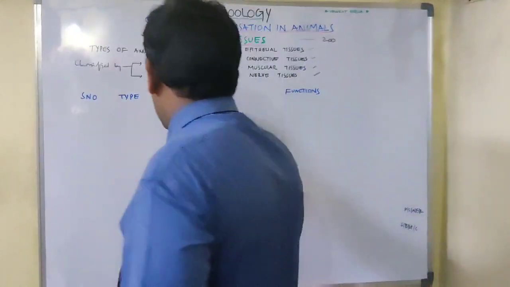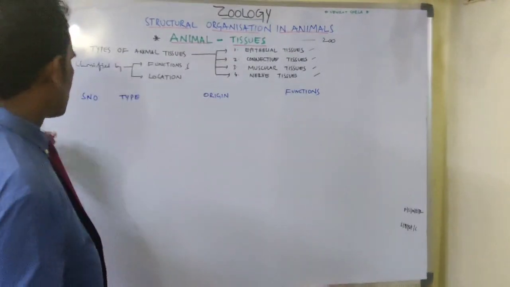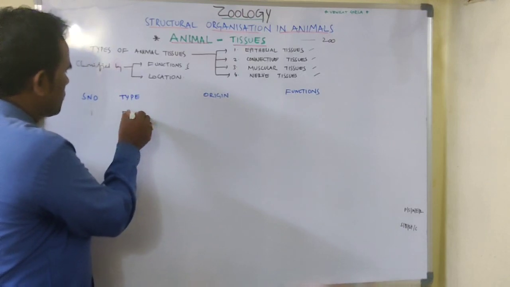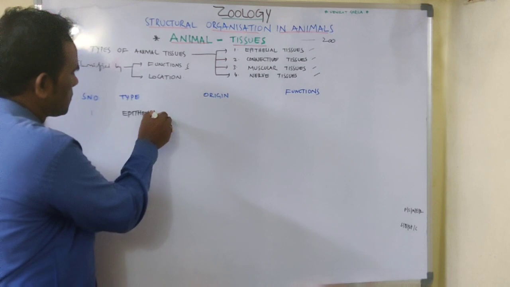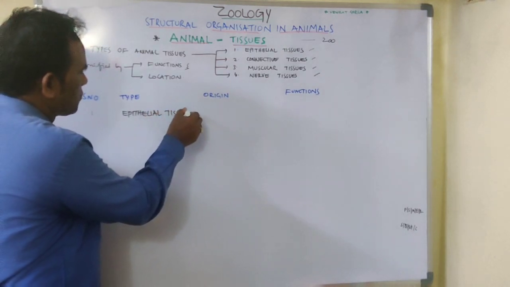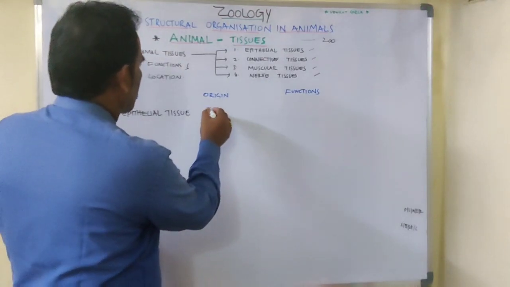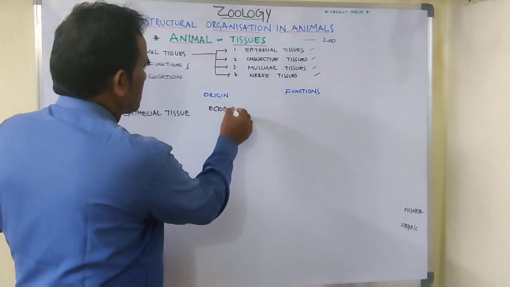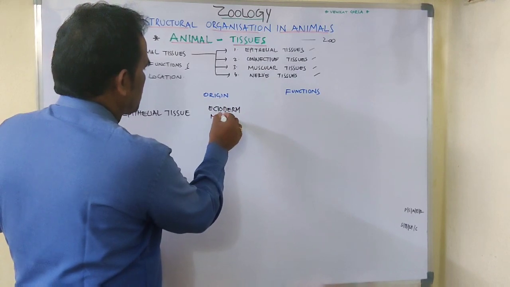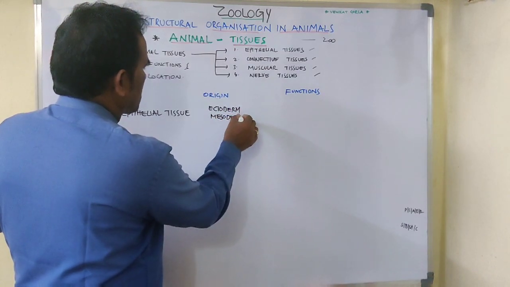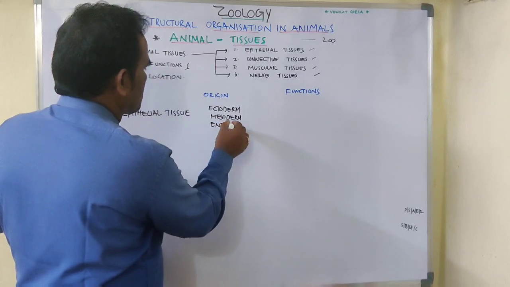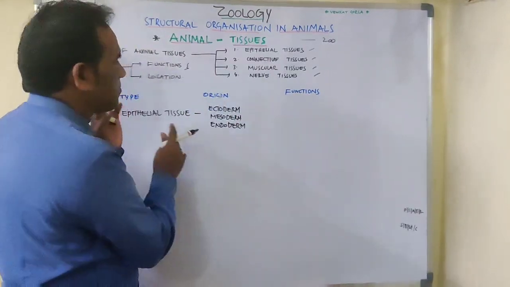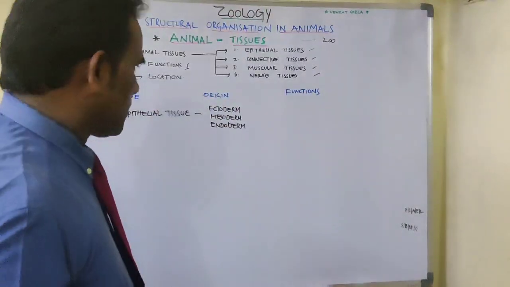Now let's see these tissues, their types, location and function. Number 1 is called epithelial tissue. It originates from ectoderm, and also from mesoderm and endoderm. So epithelial tissue is the only tissue that originates from all three germ layers. These three are called germ layers.